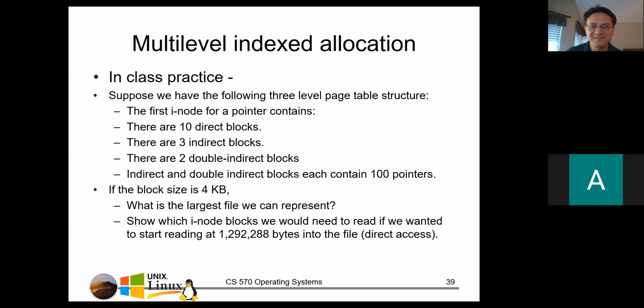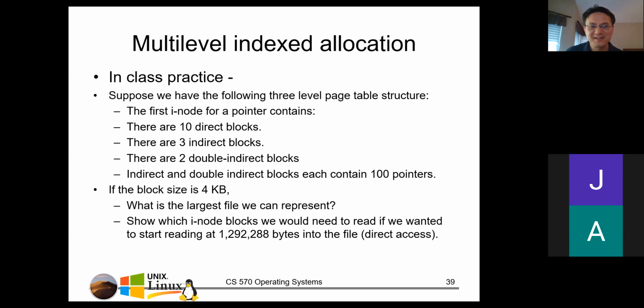Do you want to continue to the second question? Can I ask you a question on that real quickly? Yes. Do you not have to take into account the amount of space that the block of pointers takes up? Oh, you mean the overhead. Since you have 3 indirect pointers, doesn't each block of indirect pointers take up 4 KB? Same for the double. That's actually a very good question.